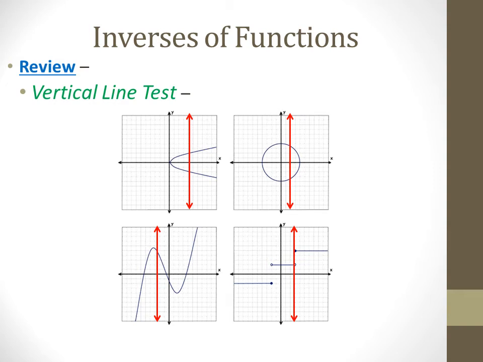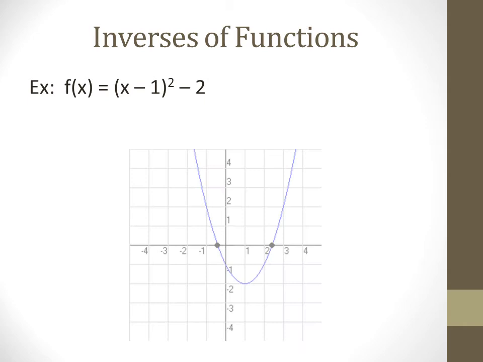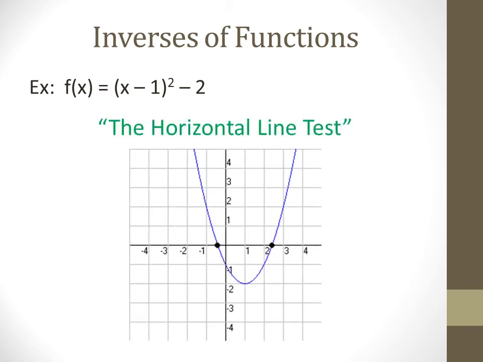Now, how does this relate to inverses? Well, we do something very similar for inverses of functions. In fact, we use what's called the horizontal line test. Here, this is the graph of f of x equals (x minus 1) squared minus 2. It's a parabola. It's a quadratic function. If you notice right away, using the vertical line test, placing a vertical line throughout the entire graph is only going to hit once. So this itself is a function.